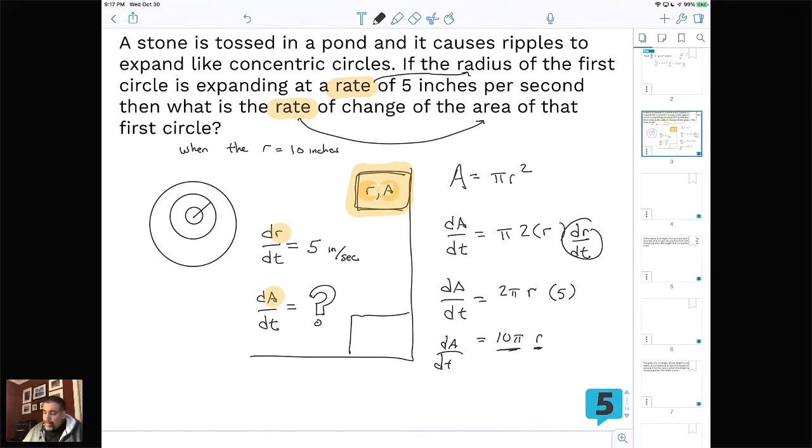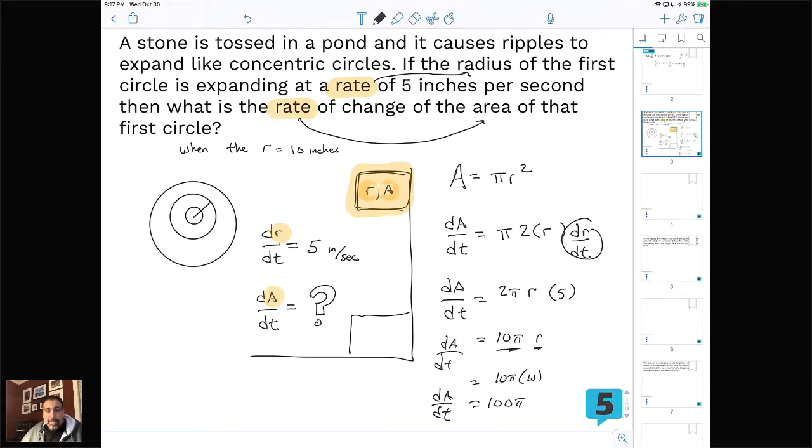Once you know that, you can finish this problem completely, and you would find out that dA over dt is equal to 10 pi times 10, which would give us 100 pi, okay? So now we know the rate of change in the area.